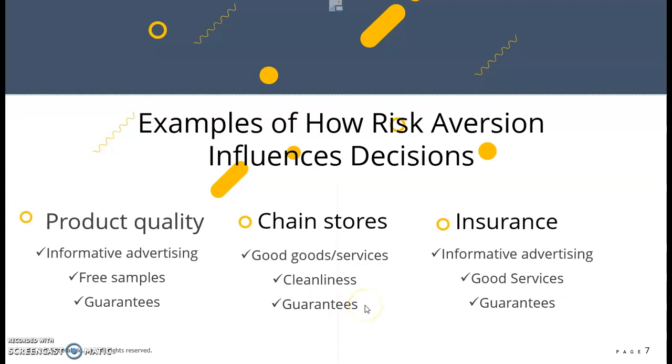Okay, and then the cleanliness of the space and the guarantees that the store can give to him or her will alter the taste of the customer. Okay, and also about the insurance. Insurance also needs to give informative advertisings to the customer, because informative advertising will influence the decisions of the customer. Okay, and also need to give good services and guarantees to the customer, so it will alter the consumer taste.